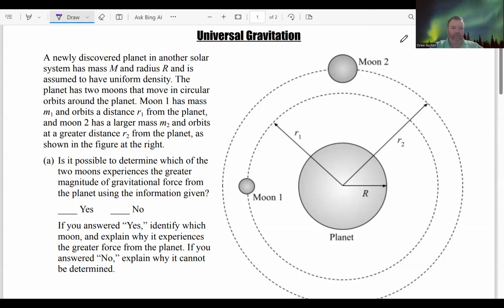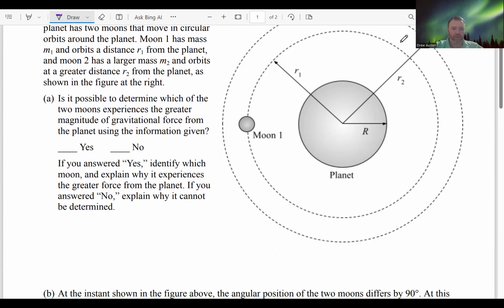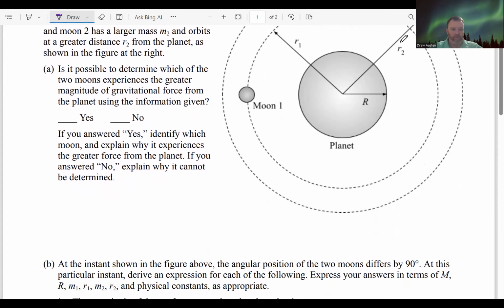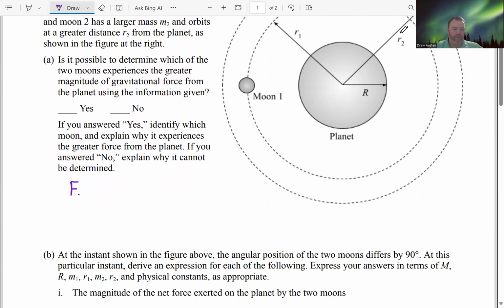So for part A, we want to know, is it possible to determine which of the two moons experiences the greater magnitude of gravitational force from the planet using the information given? The formula for universal gravitation is F sub G is equal to the universal gravitational constant, big G, times the mass of the two objects. In this case, one of the masses is the mass of the planet, so I'm just going to use big M, and the other mass is the mass of each individual moon.